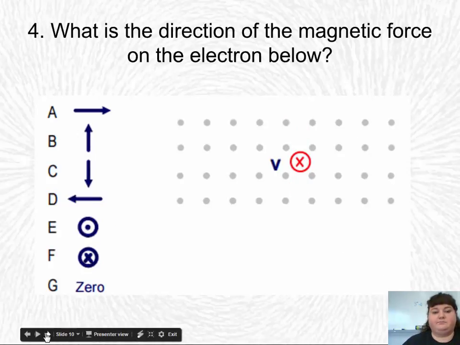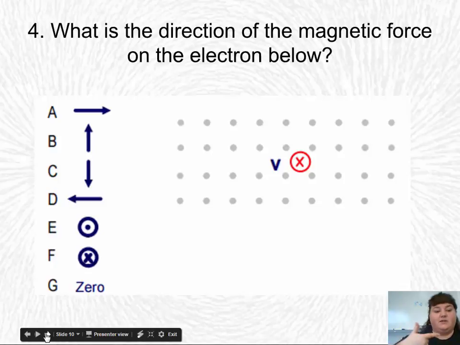Let's try another one here. So what is the direction of our force? So you have your hand set up. The field lines, which are your fingers, should be pointing out, so towards you. Our velocity says our middle finger is pointing in. So how does that work? We can't. Remember, they have to be perpendicular. So you can't both be pointing to the left and out with the same, doesn't work.